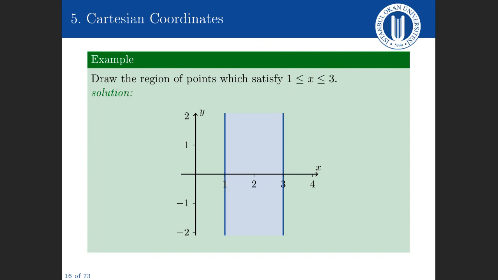And then I might look at the right-hand side. I might look at x equal to 3. All of the points where x is equal to 3 is a vertical line. All these points which have x coordinate equal to 3. We are asked to draw all of the points where x is between 1 and 3. In other words, all of the points which are between these two lines. So we have this vertical strip.